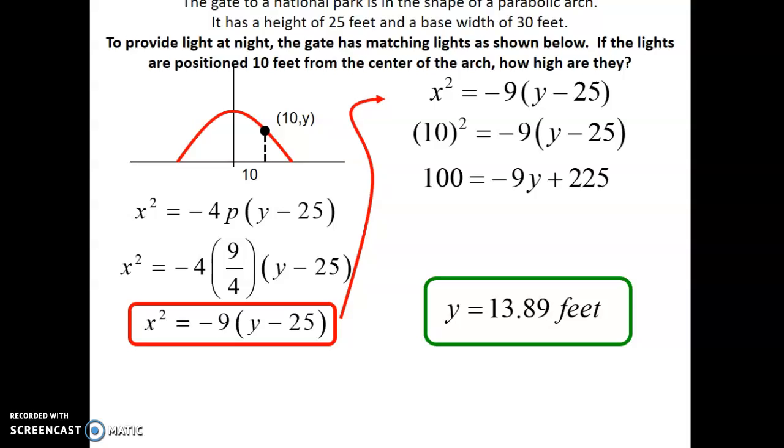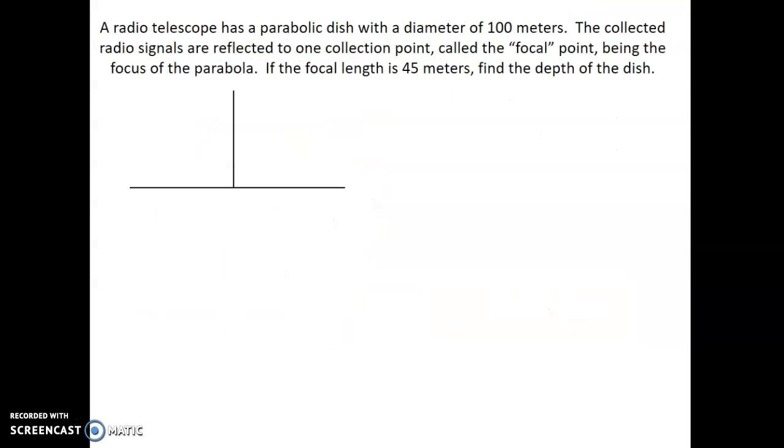Okay, we've got one more question on this, and then we're done. So here we go. A radio telescope has a parabolic dish with a diameter of 100 meters. The collected radio signals are reflected to one point, called the focal point, being the focus of the parabola. The focal length is 45 meters. Find the depth of the dish.